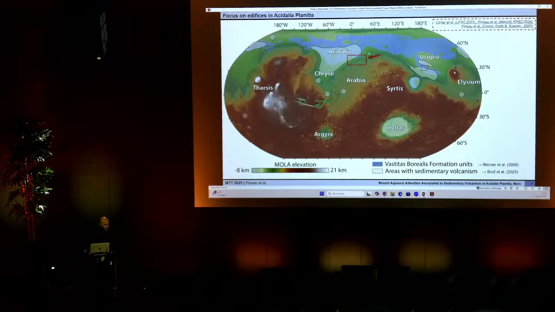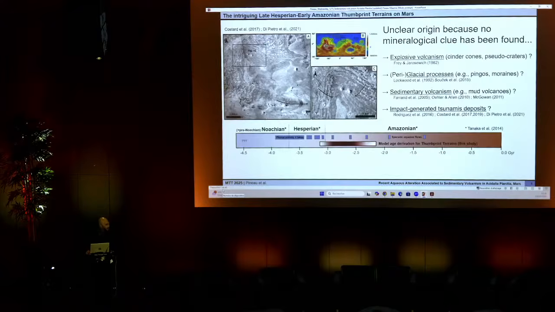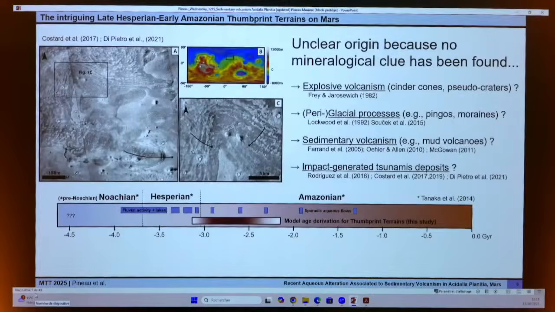Okay, back to Mars. So for the next slides, I will present you some results near the Martian dichotomy, here in Acidalia Planitia, where there are very intriguing geomorphologies that are called the thumbprint terrains. So yesterday, Frederic gave you some information about these.